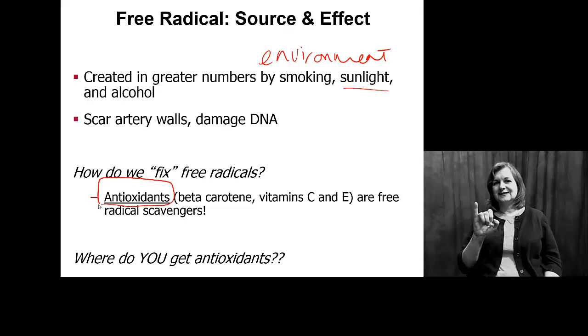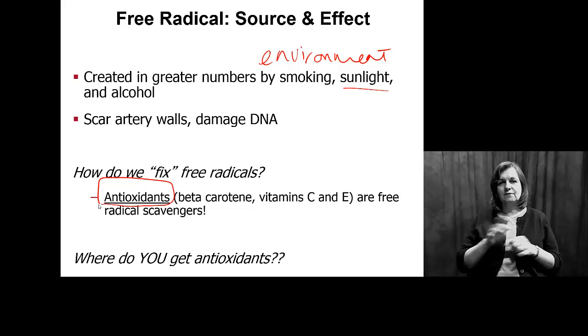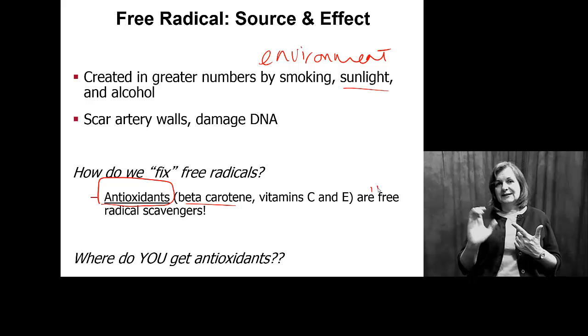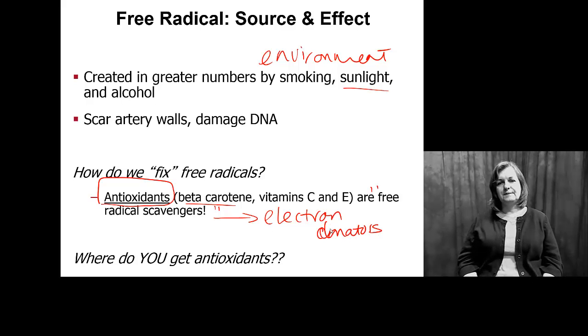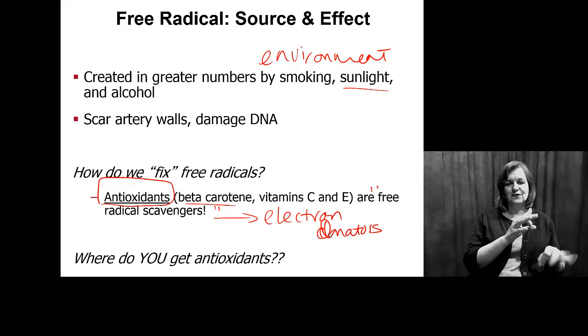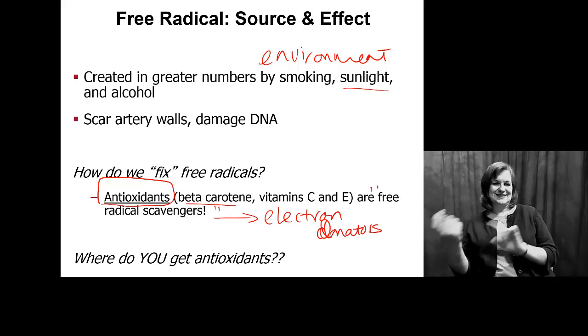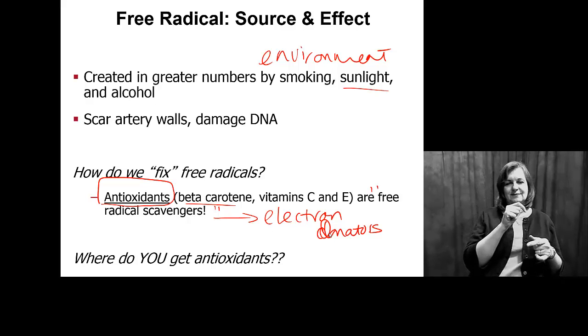We get many antioxidants in our food. Some of you may actually take antioxidants for some reason. Beta carotene, vitamin C and E. These are what we call free radical scavengers. They are essentially electron donators. So when we look at this interaction of free radicals and antioxidants, the antioxidants are going to supply an endless amount of electrons so that it's not stolen from our body.